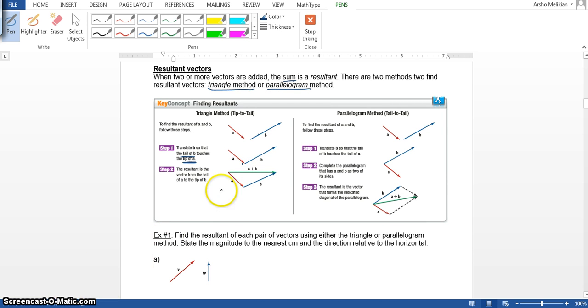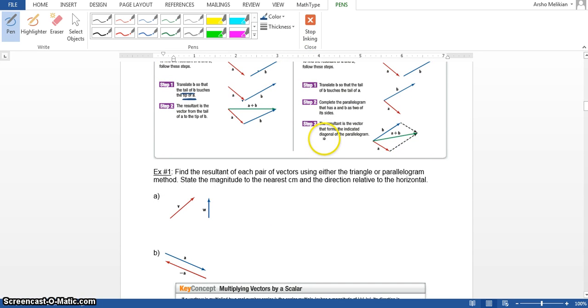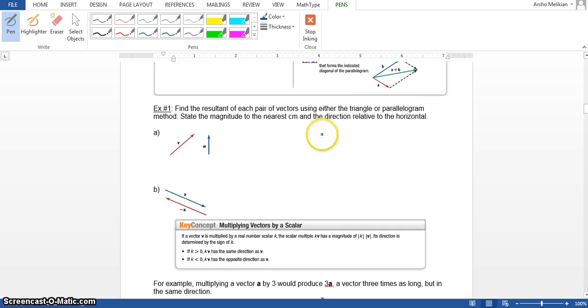Now, if we draw these precisely using a ruler, then all you have to do, again with a ruler, is measure that resultant vector, and that's your answer. Yeah, so the hypotenuse is A plus B. The resultant, not hypotenuse, resultant. Oh, the resultant. Okay.